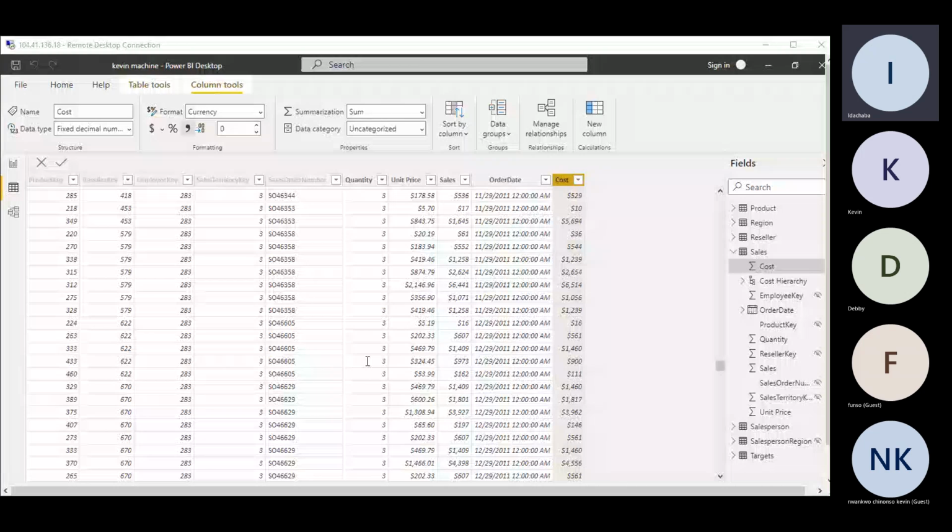So you just click your new quick measure, because what we want to do is to do a quick measure. Hello. Yes, sir. Please come again because the cursor is not showing where you are clicking. I can't see any cursor. Okay.